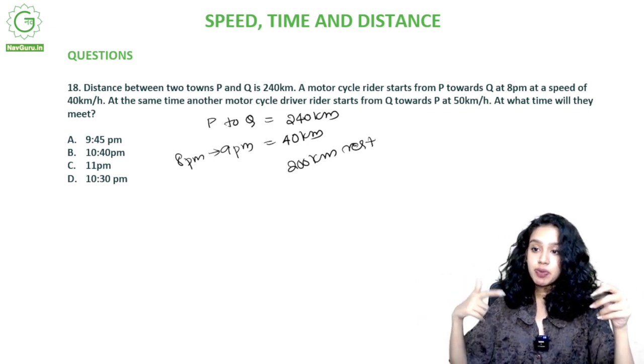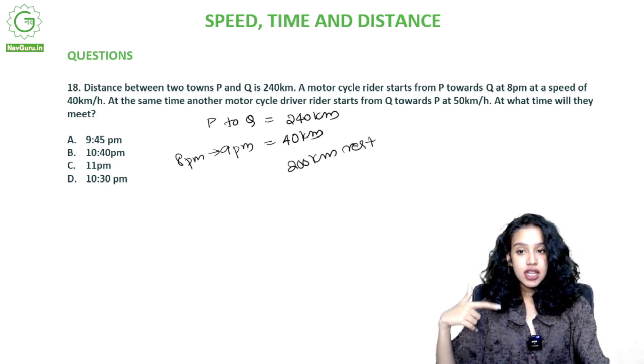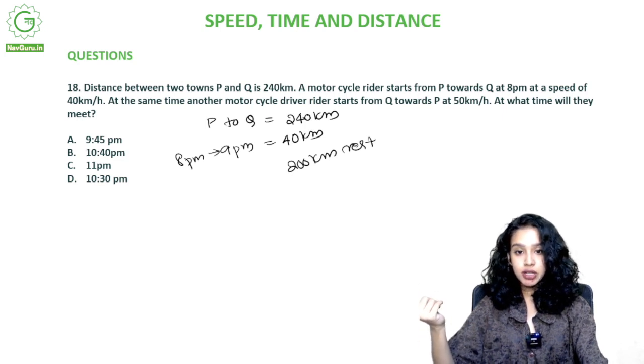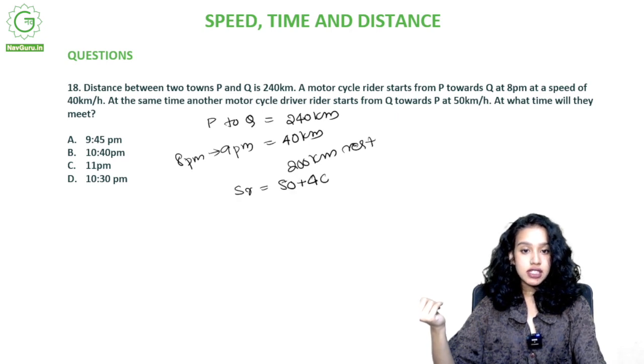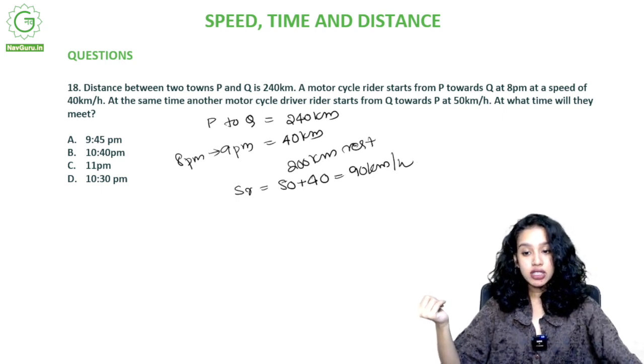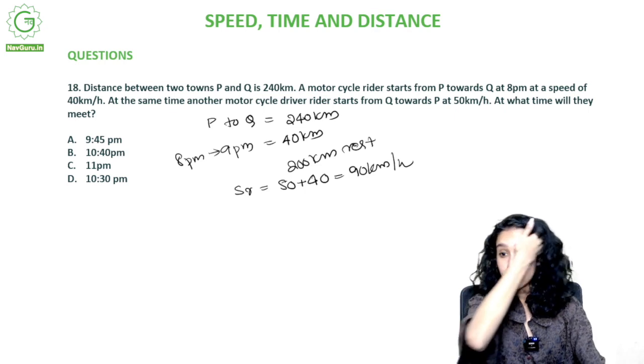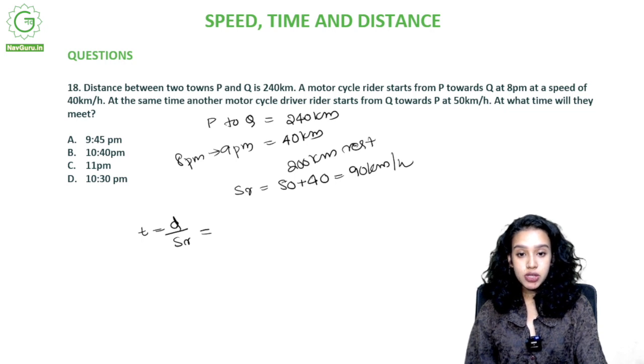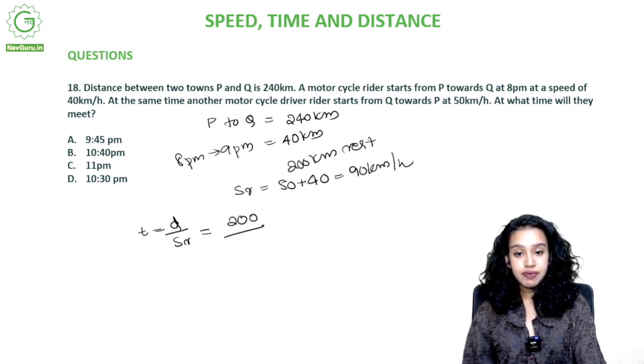Now the relative speed would be, here we have 50 and we have 40 in the opposite direction, which is 40 plus 50, that is 90 km per hour. So the relative speed is equal to 50 plus 40, which is 90 km per hour, right? Now we have to find the time that they will meet. The time taken would be the distance divided by the relative speed. The distance is 240 minus 40, that is 200, divided by 90. So we have 20 by 9.